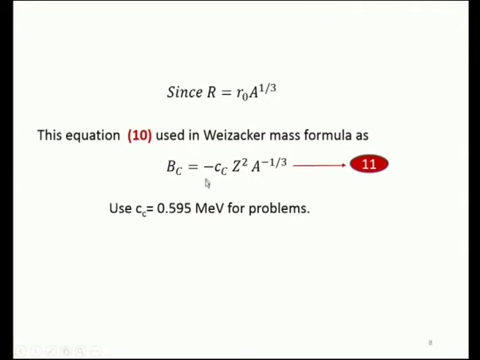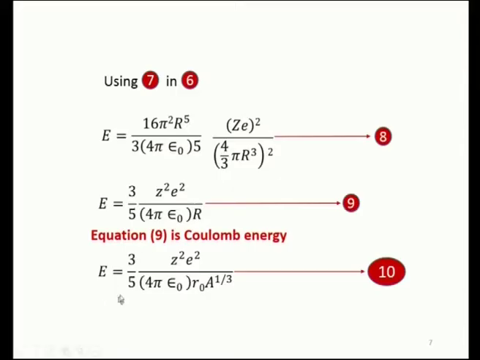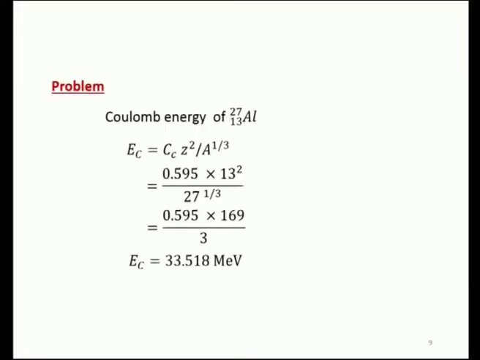Now what is this Cc? He found it to be 0.595. We can even check what Cc should include. In equation 10, leave out Z squared and A to the power 1 by 3. What is left is the numerator 3 e squared, and the denominator 5, 4 pi epsilon 0, R naught. If you calculate this, I must be able to get 0.595. If I get it, then it means the Weizsäcker formula is also valid.